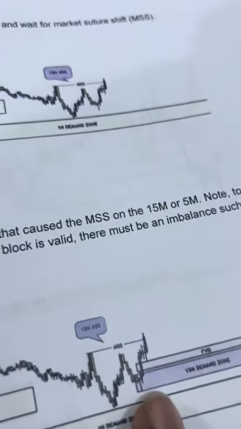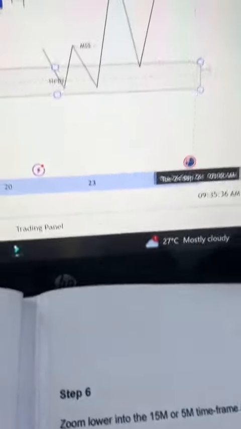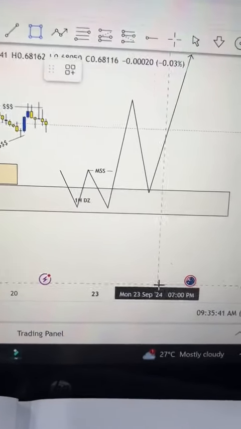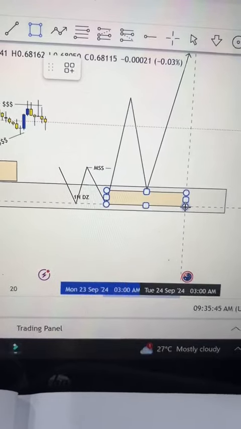The law now says that for that 15-minute market structure shift, there is a 15-minute demand zone that created that market structure shift. Let me adjust this. You will go there, you will see a 15-minute demand zone. This strategy is called an order block.